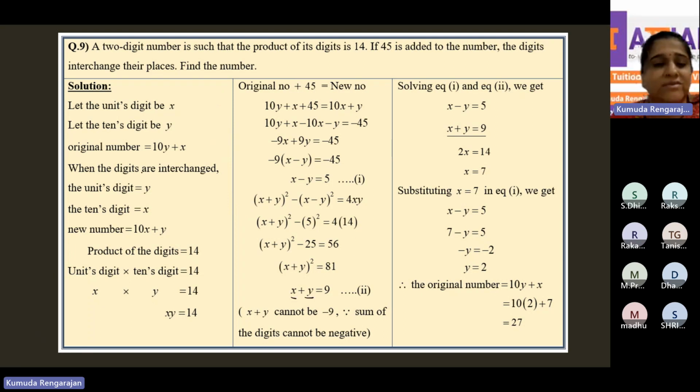So x plus y, what is x? X is the units digit. What is y? The tens digit. So x plus y is the sum of the digits.